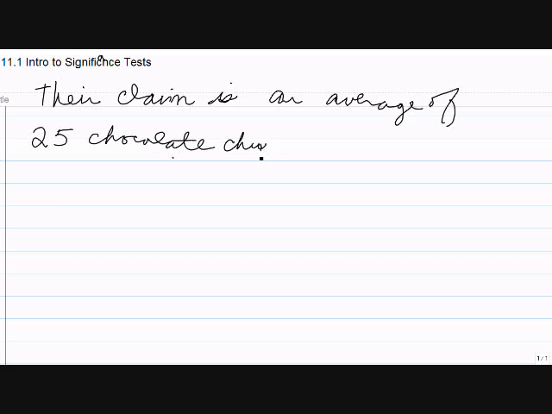25 chocolate chips per cookie. Okay. And we don't think there are. That's what we do with our significance test, is we try to refute someone's claim. So we don't think there's 25 chips per cookie. We don't know how many chips there are per cookie, but we just don't think it's 25. So we think it's not.